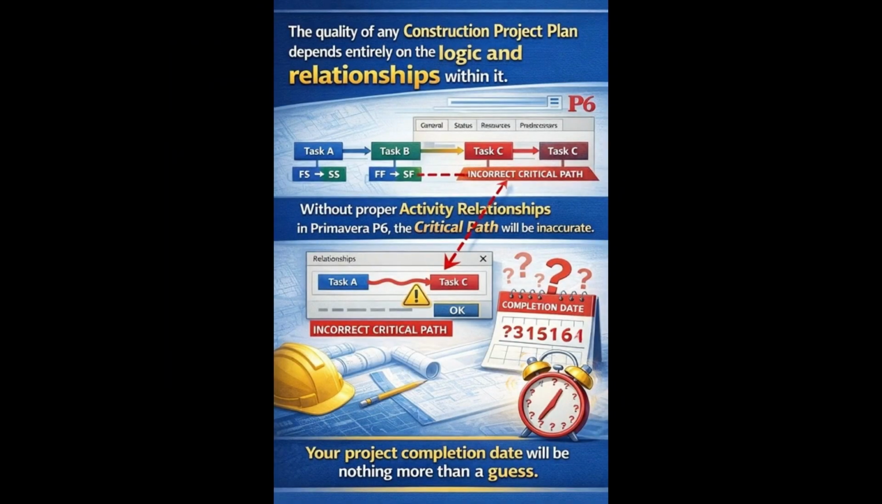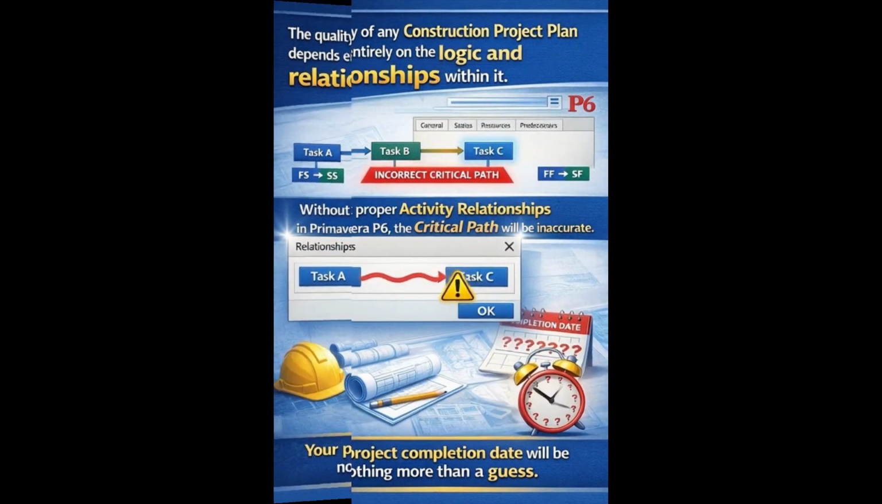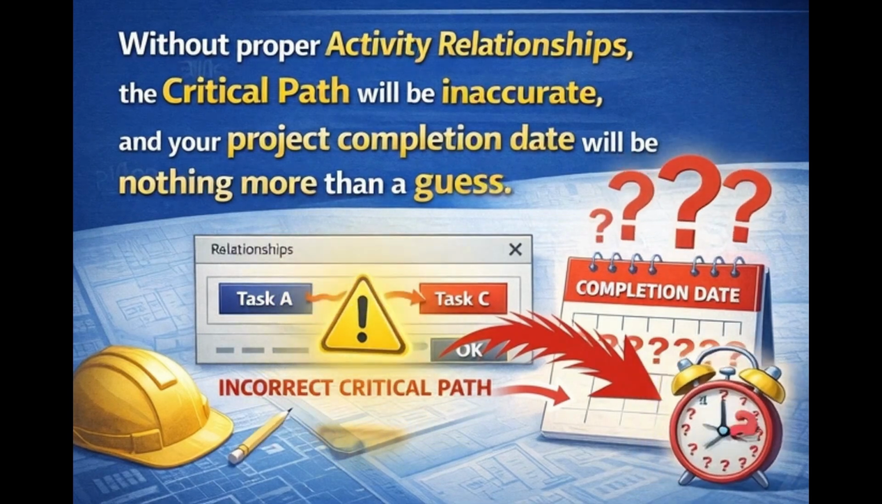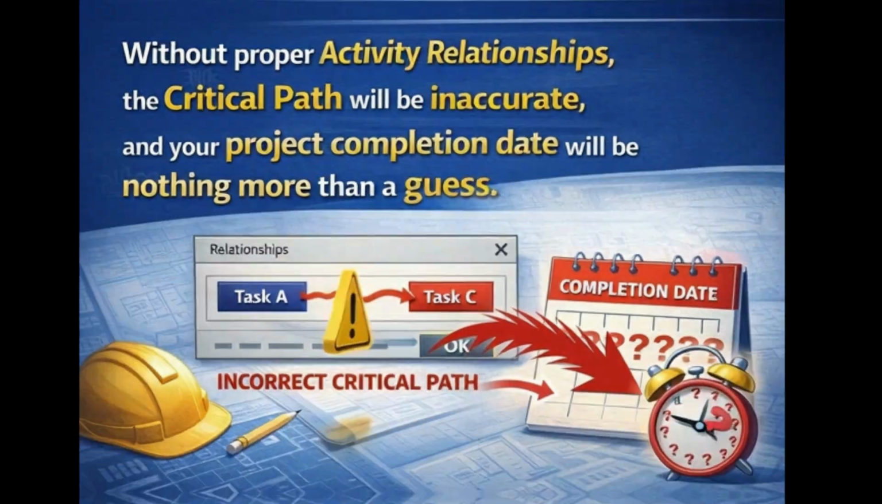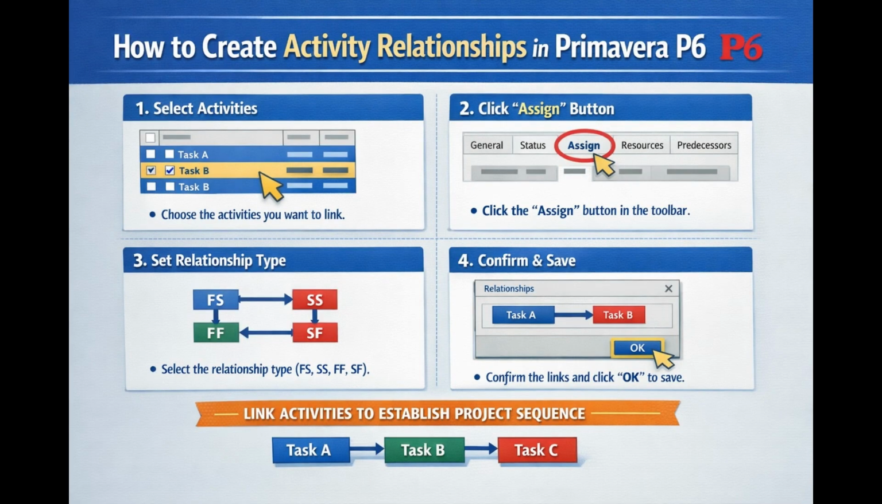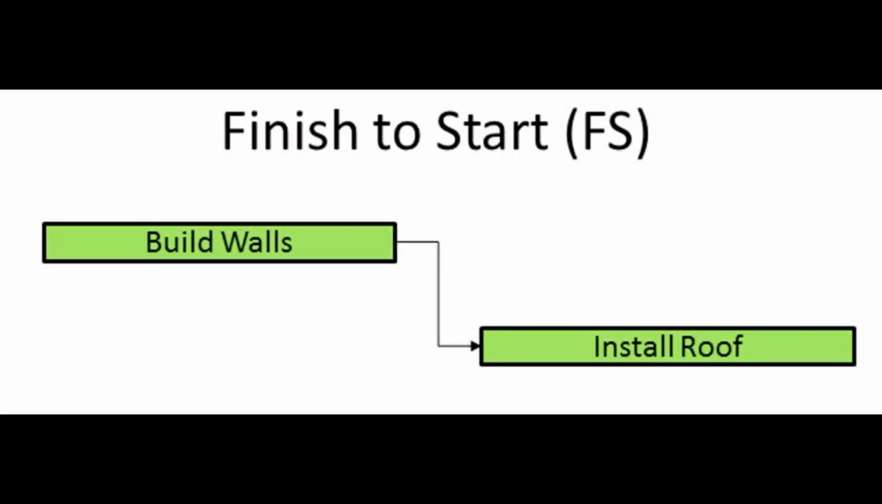The quality of any construction project is determined by its internal logic. Without the correct connection between tasks, or activity relationships, the critical path will be inaccurate and the project completion date will be nothing more than a guess. Today, I will show you how to link activities in P6 and the four different relationship types, so stay with me. The first one is finish to start.